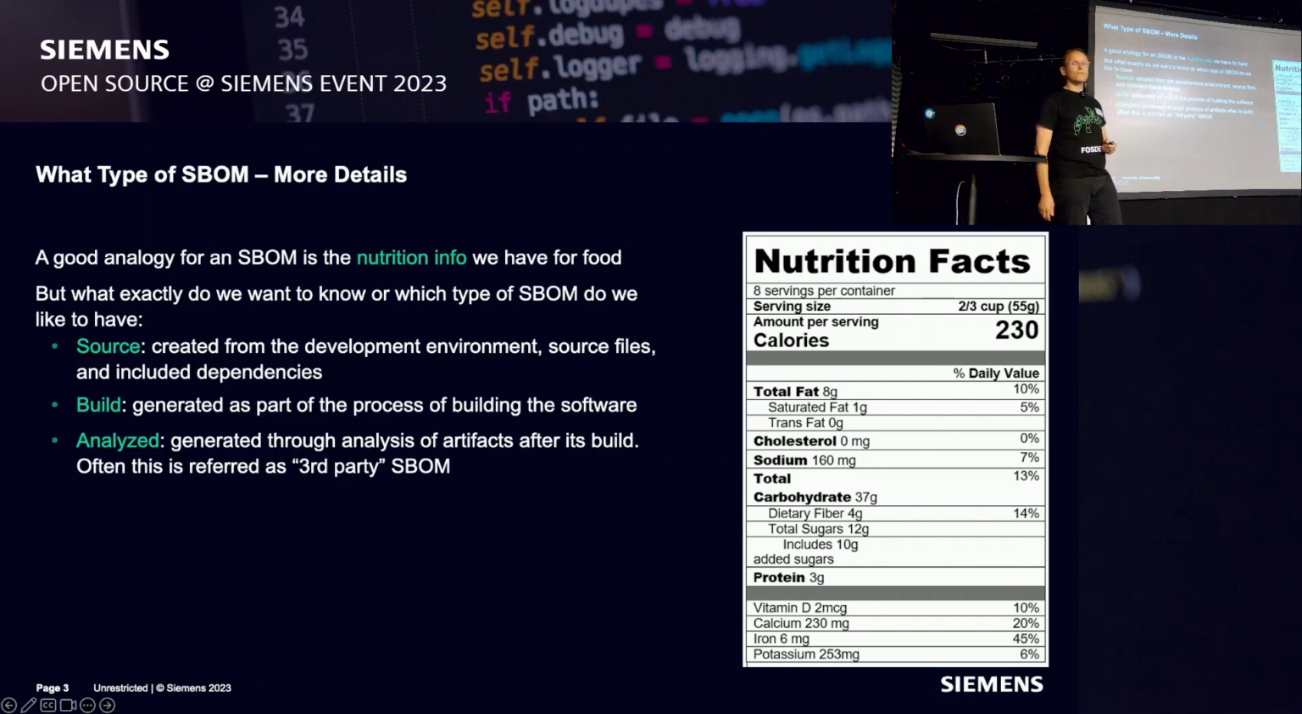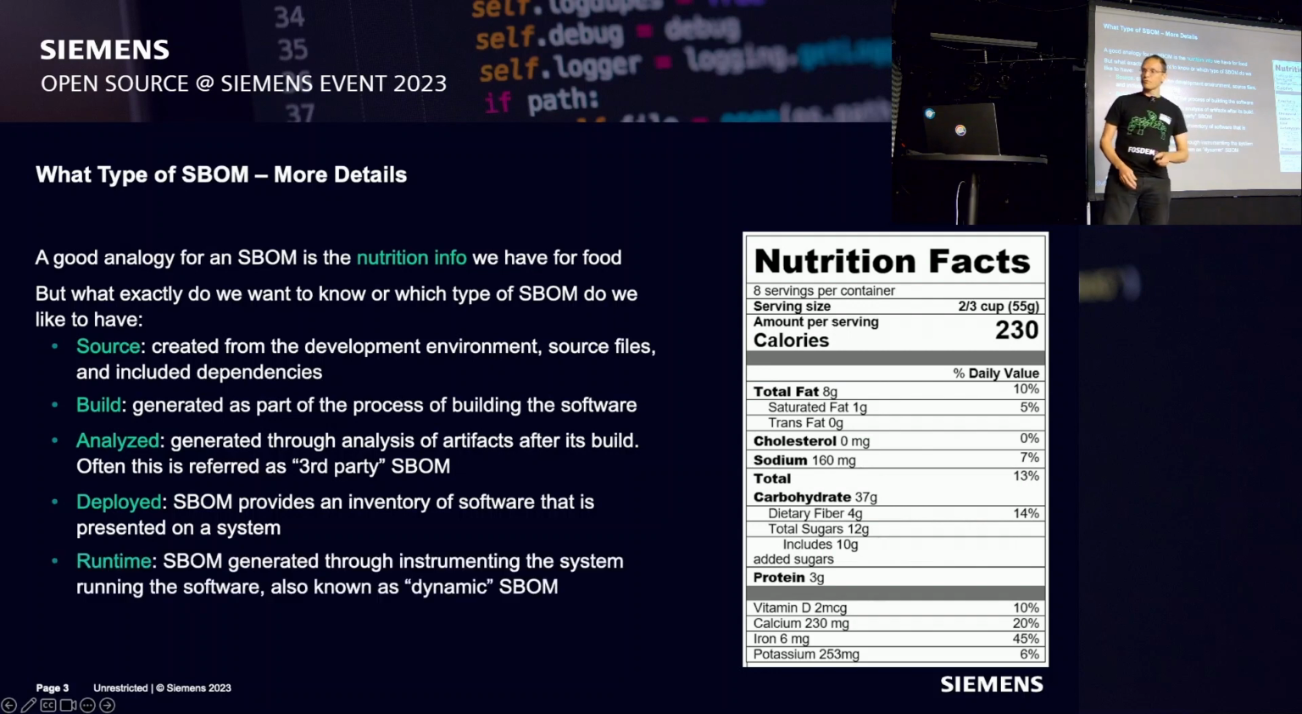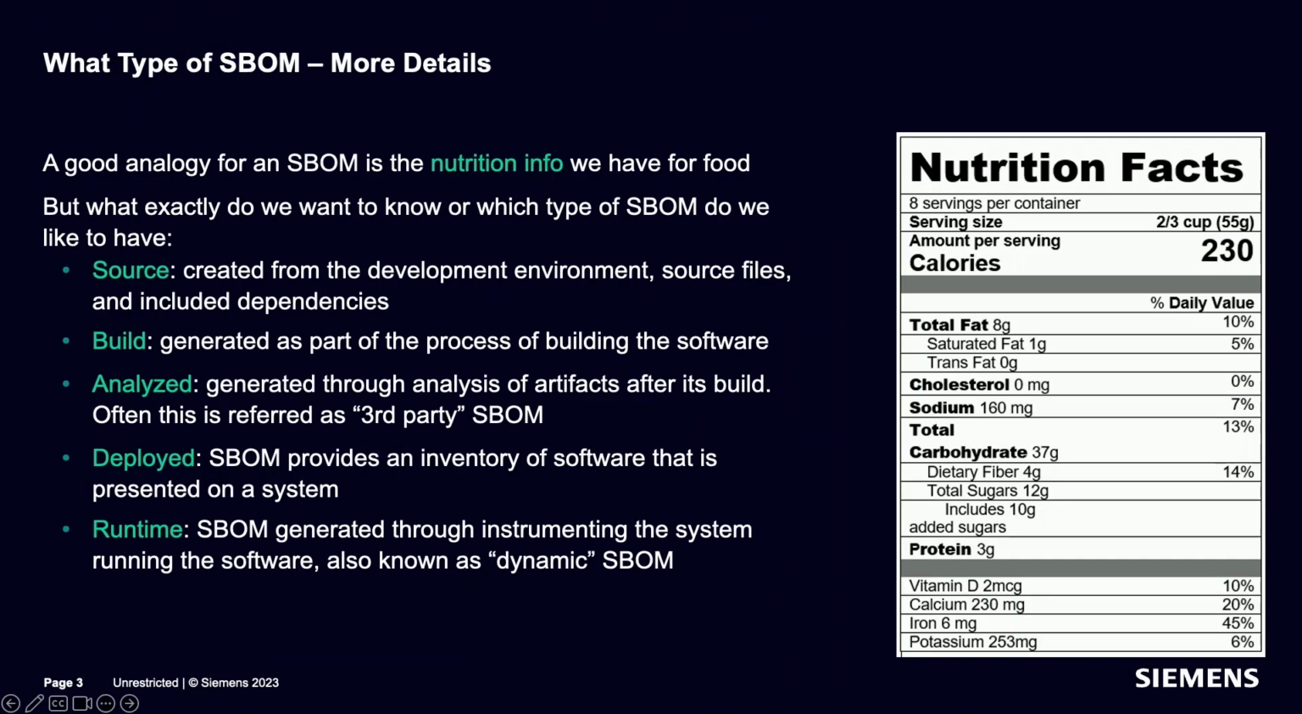But you can go further. You look at the deployment: which of these artifacts are really deployed on a certain system, or even further, which of the artifacts are being used at runtime? All of these are valid SBOMs. But which one do you want to have for a certain use case?